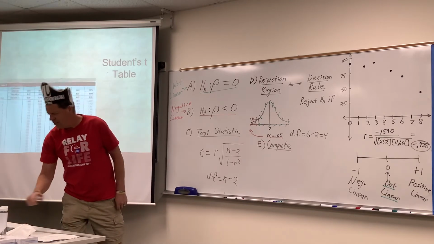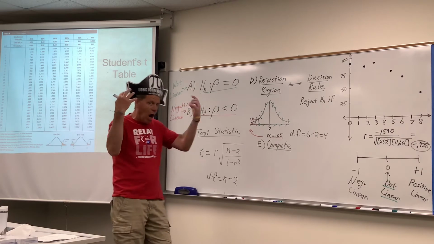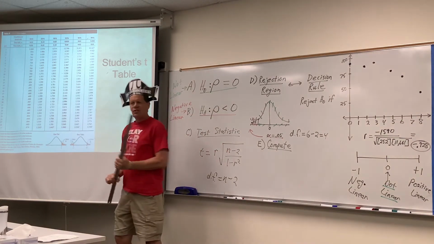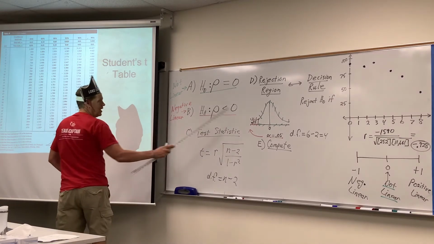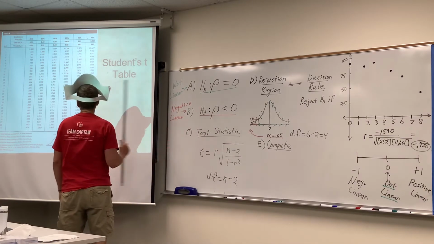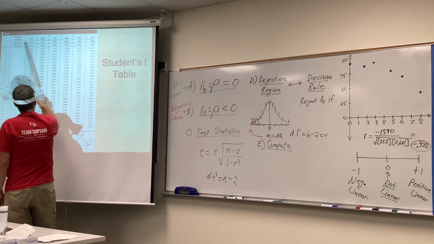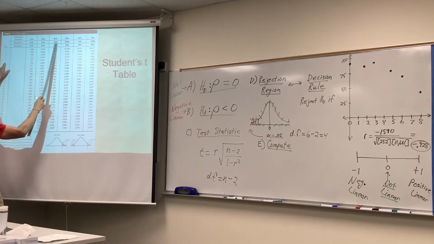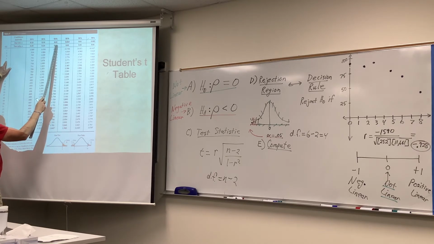Here we go. Let's do the t-table. And again, all this is because we're testing r. That's why I'm leaving this on. And so we're doing a 1-tail, lower tail. So we go to the 1-tail, 5%, and combine that with 4 degrees of freedom.